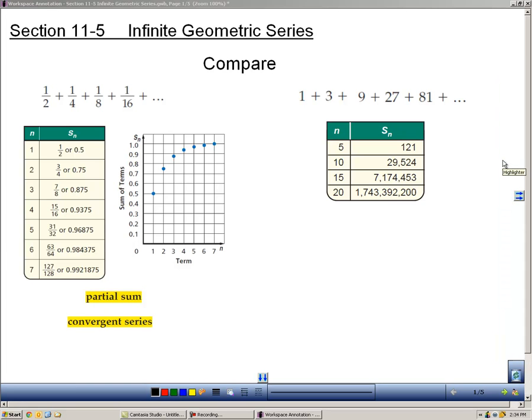Section 11.5 is about infinite geometric series. I'd like you to compare the two series here. We'll start with the one on the left. If you notice, we are adding values and they go on forever.